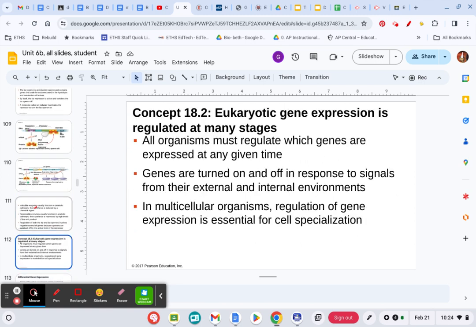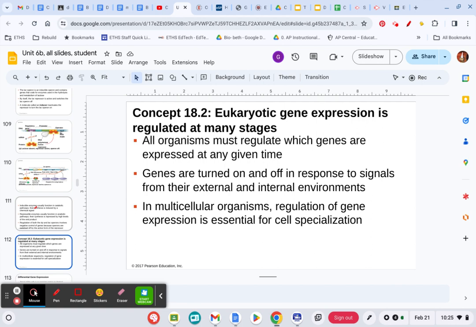Sweet. So that's prokaryotes, and that's the long and the short of what you need to know about prokaryotic gene regulation. When do you turn them on? When do you turn them off? Now, we need to talk about gene regulation in eukaryotes because there are a lot more stages and places where you can regulate gene expression to turn on or off the production of a protein. All organisms must regulate which genes are expressed at any given time.